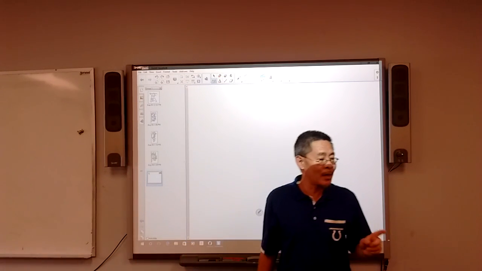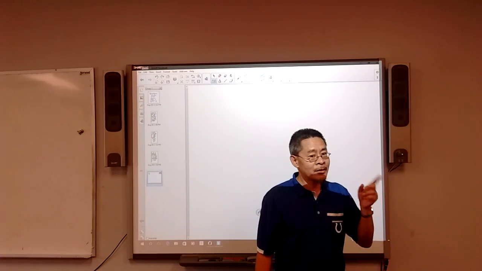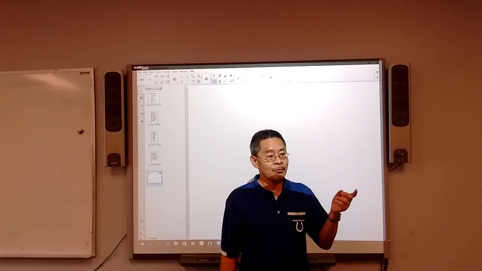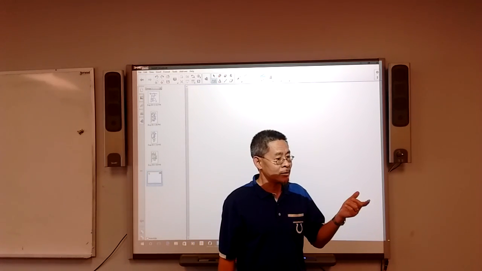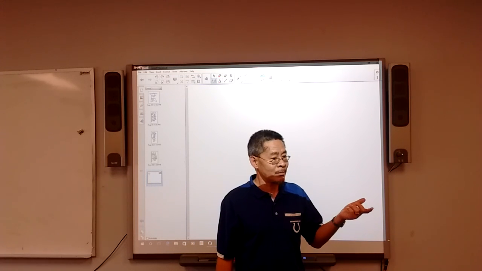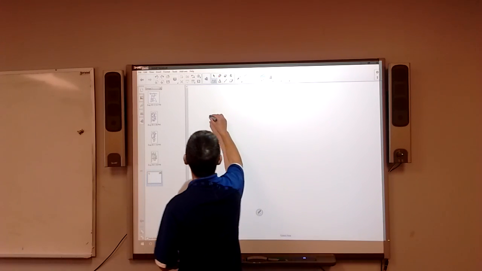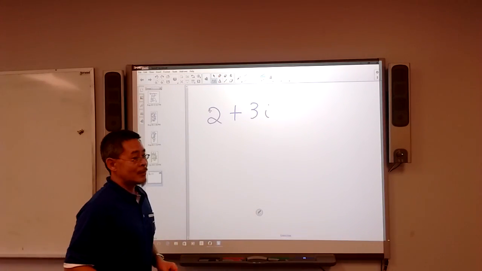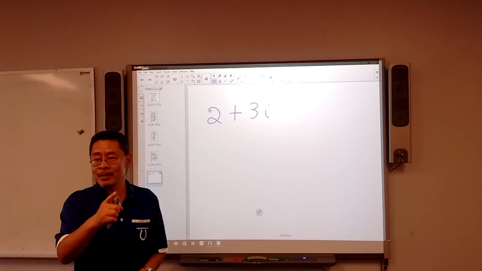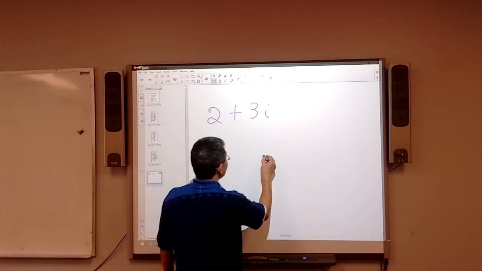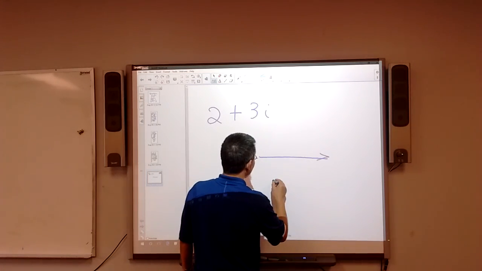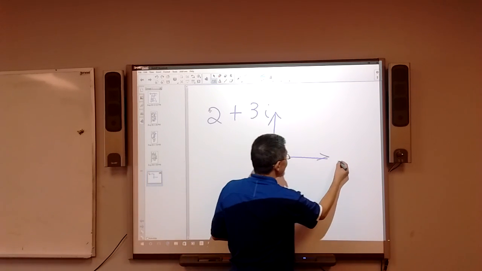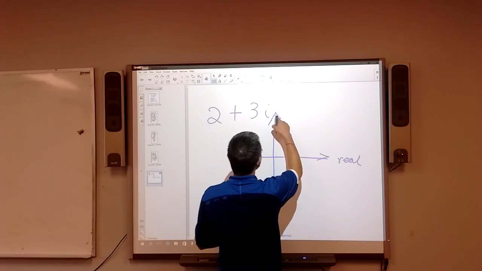To understand the conjugation, you have to know how a complex number is represented graphically. Have you learned how to represent a complex number? So if we have 2 plus 3i, how do we graph that? Okay, we're going to have this as our real axis, and this is our imaginary axis.